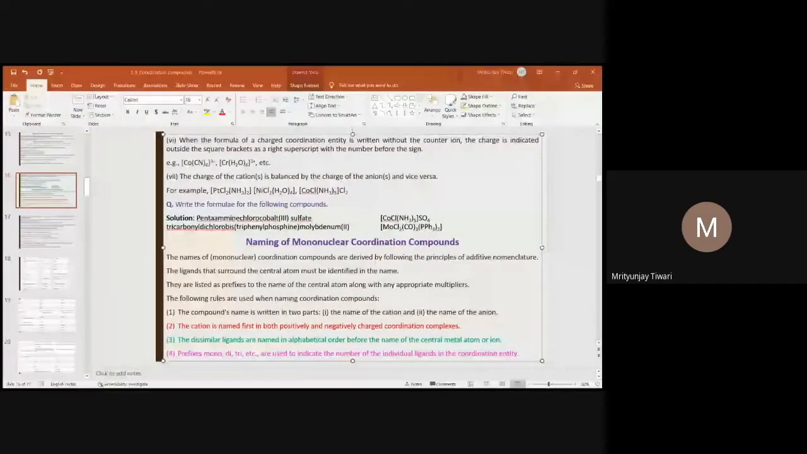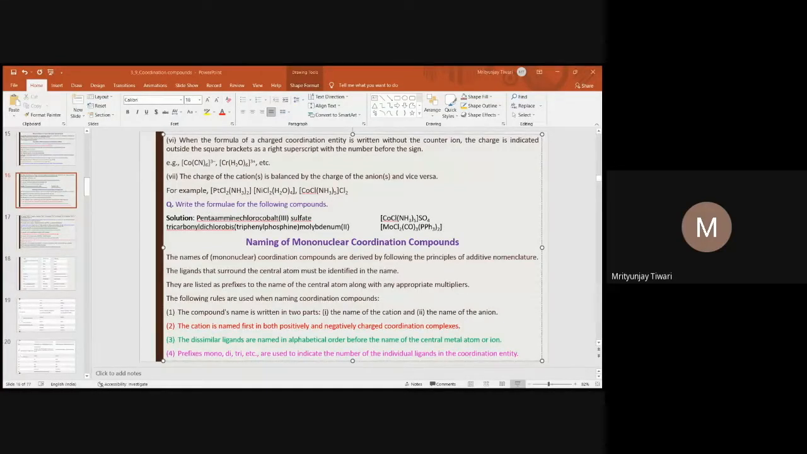What is the actual scenario? This should be replicated in the name, or IUPAC name, of the compound itself. That is what we call the appropriate multiplier, meaning how many ligands of a particular type are there in the compound. And there are certain rules. The rules are now written here. The following rules are used when naming coordination compounds.